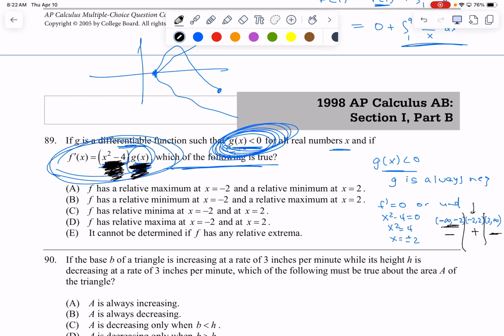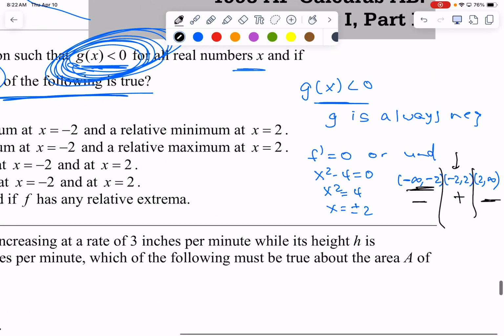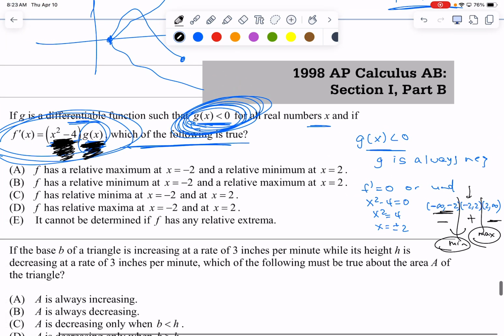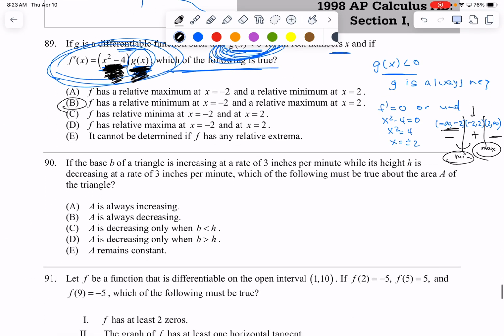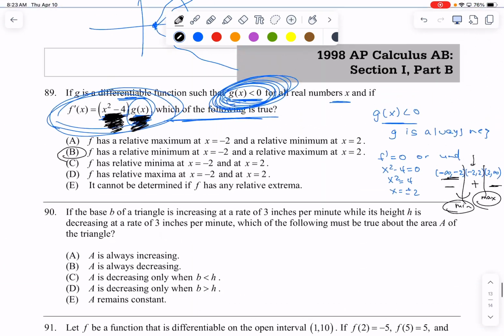You wanted to know, it says what is true. We've got a relative min, and then we've got a max, because it changes. We got a min at negative 2 and a max at 2. So the answer is B, relative min at negative 2 and relative max at 2. There you go.